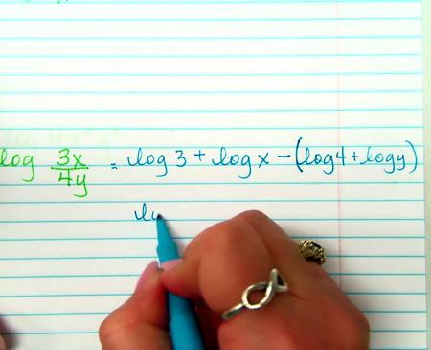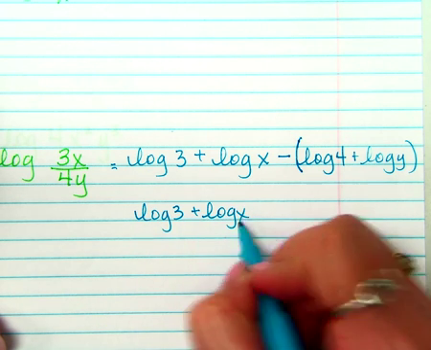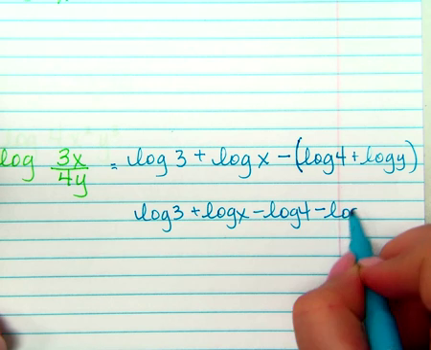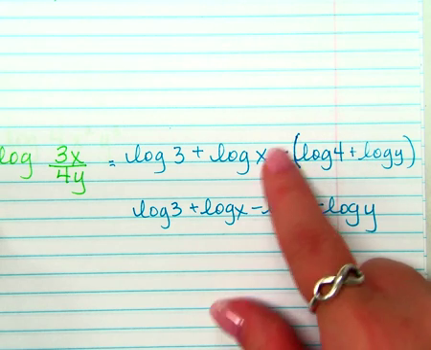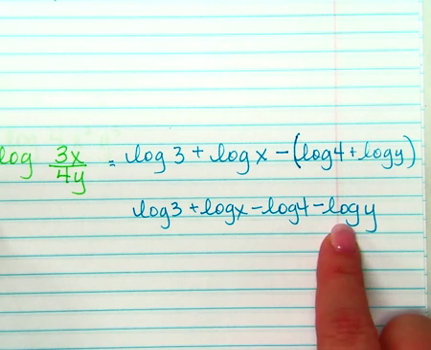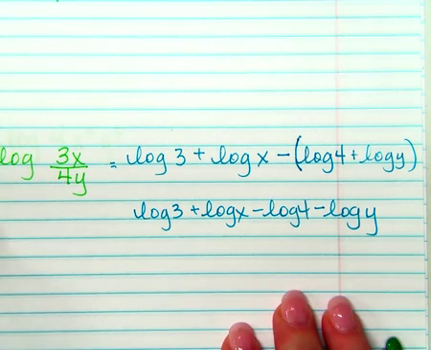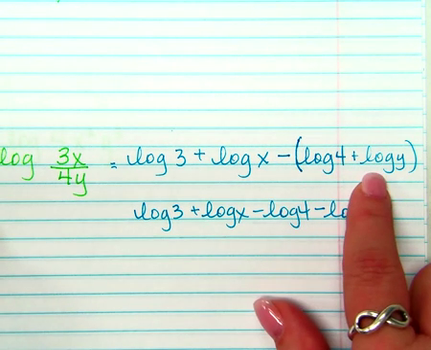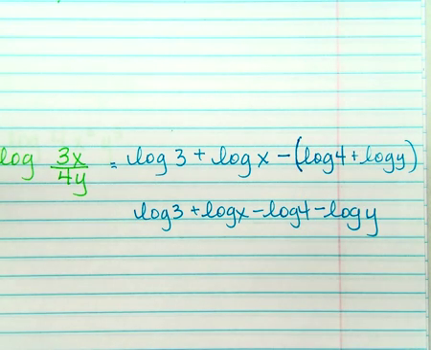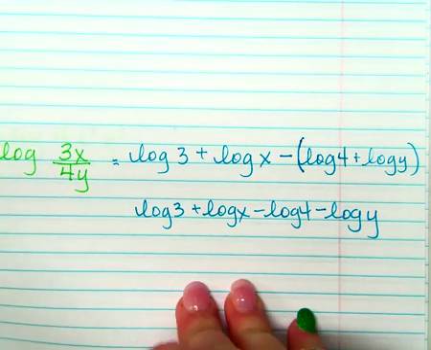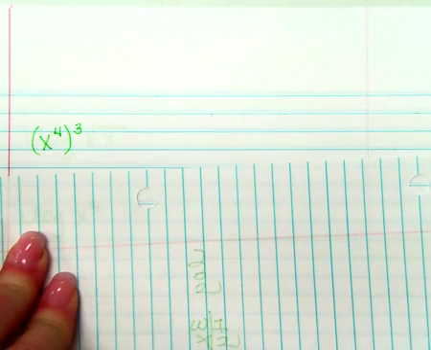Would it also work if I wrote log of 3 plus log of x minus log of 4 minus log of y? Would that mean the same thing? Why? Oh, because I could distribute the negative? Like if this was a negative 1 right here, I could distribute it to each term. Wouldn't it look like this? So this means the same as this. Okay? But do you see how this one is pretty clearer? It's easier to see that this is what's being divided by. Okay? Questions? Okay so far? Then let's look at this exponential property. X to the 4th raised to the 3rd.